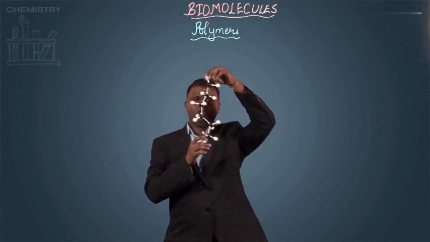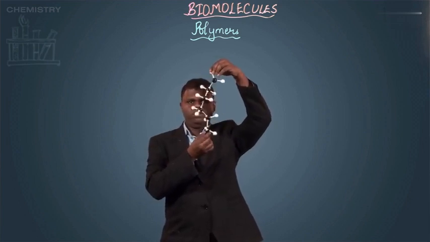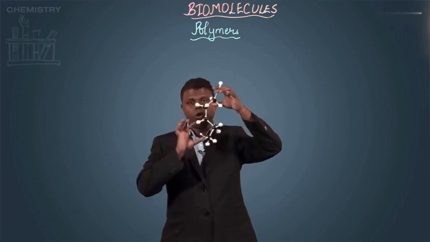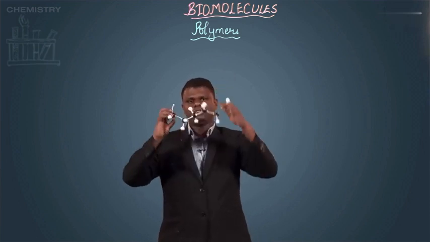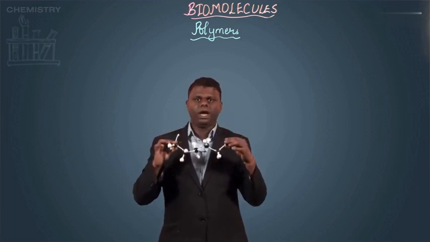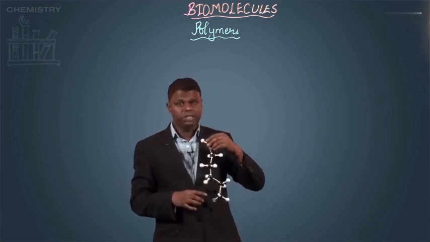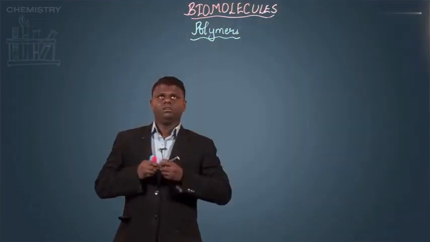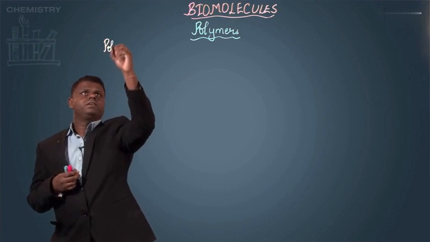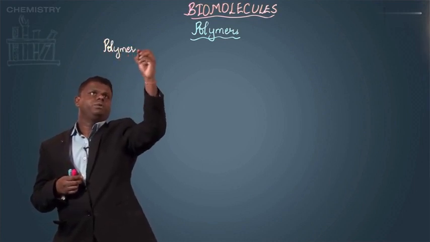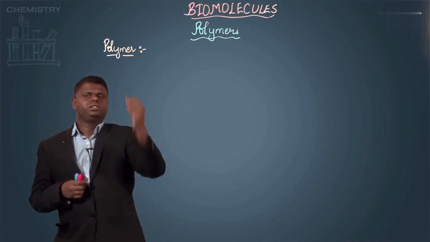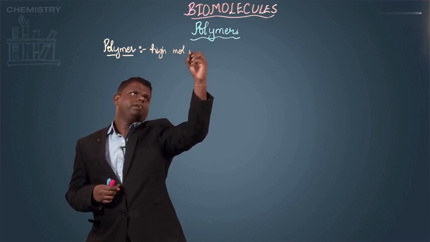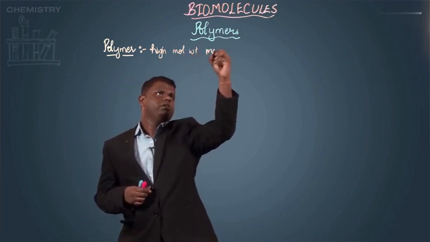So now let's know what exactly is a polymer. A polymer is a high molecular weight macromolecule in which small molecular units of low molecular weight are arranged in a repeating manner. So this was the generalized definition of a polymer. Now let's try to define it: a polymer is a high molecular weight macromolecule.